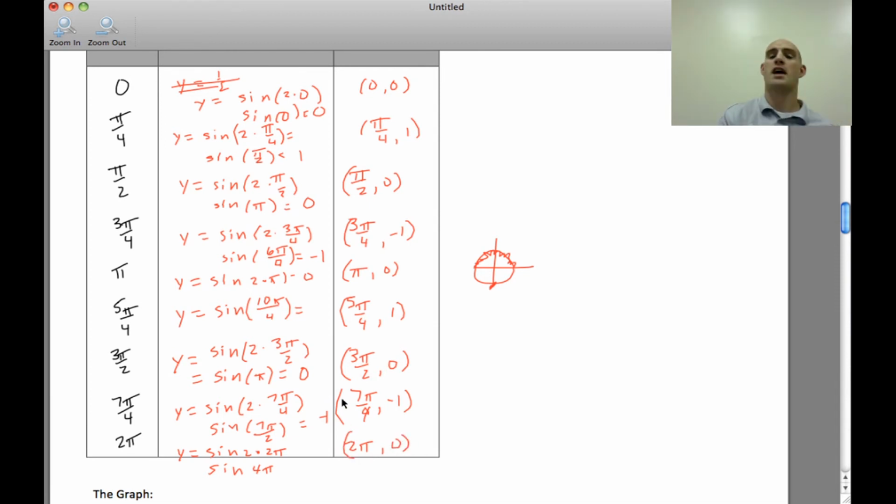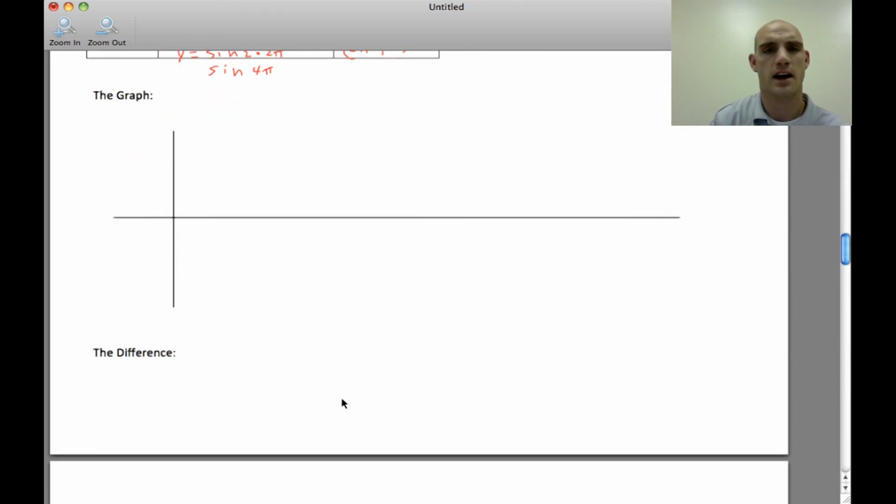Okay? Same process here, guys. I'm plotting this out. And so this time, my graph is actually going to have more points that I'm plotting because I've got pi over 4, pi over 2, 3 pi over 4, pi, 5 pi over 4, 3 pi over 2, 7 pi over 4, and 2 pi.